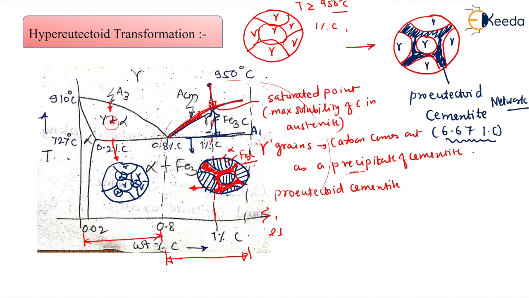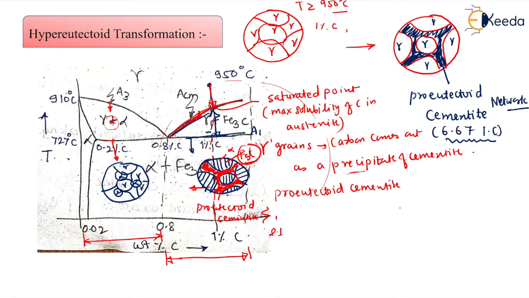Okay, so of course, dear students, this red will be what? This proeutectoid cementite. And here this cementite I am showing is the eutectoid cementite, isn't it? So this is how, dear students, we are getting the transformation in the hypereutectoid steels, or this is the hypereutectoid transformation.